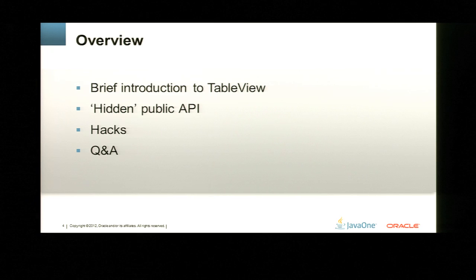TableView is a control which I built, and it has a lot of power in it, but it's not necessarily clear to people just by looking at the API what some of the API does. So I want to talk about some of the hidden public API. Then I want to talk about some hacks that I've done that we can use. And if there's time, I'm happy to answer as many questions as there are.